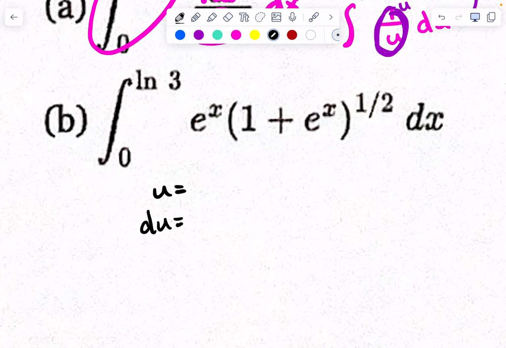What should we have u to be? 1 plus e to the x. The derivative of 1 is 0. What's the derivative of e to the x? e to the x, so we have e to the x dx. This is beautiful. I like this a lot.